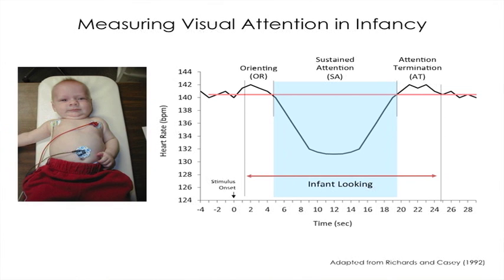So keep this in mind. We'll see this figure a couple times today, but the SA, the sustained attention, is the piece that really reflects when babies are looking, and when babies are actually attending and engaged in information processing. Orienting is the part where they're getting oriented toward looking at the stimulus. And attention termination is a period where you're looking but not really paying attention. We call this being a teenager in the lab, and some of you might be aware of that.